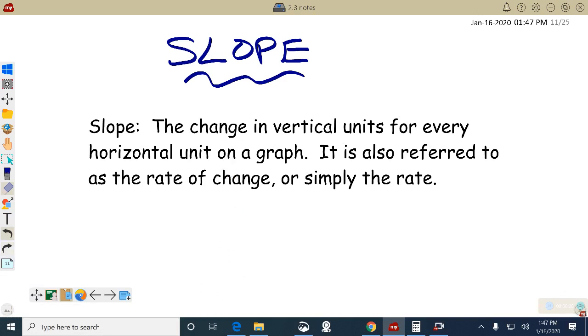The change in vertical units for every horizontal unit on a graph. It is also referred to as the rate of change, or simply the rate. Give you about a minute to copy that down.